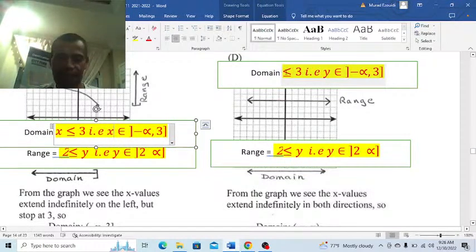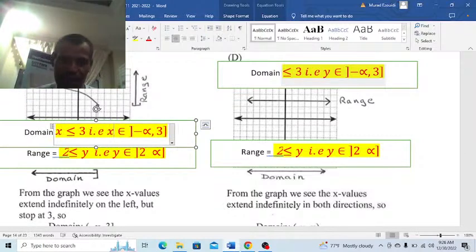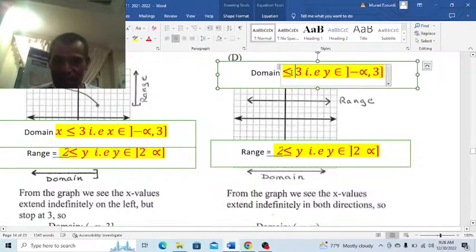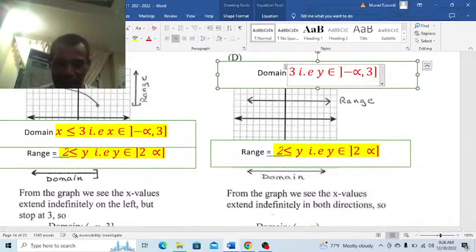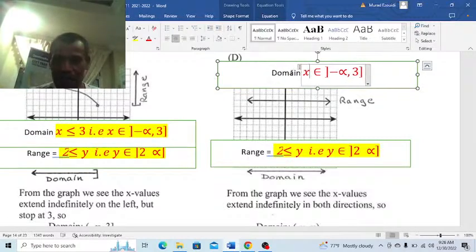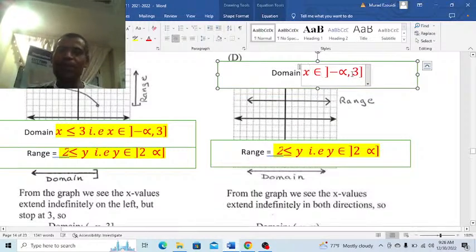Is x. Here, Mr. Murad. Is x. Okay, belongs to minus infinity.